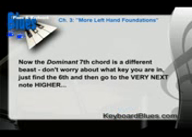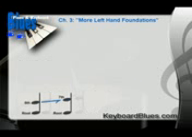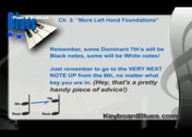Now, the dominant seventh chord is a different beast. Don't worry about what key you're in. Just find the sixth and then go to the very next note higher. Remember, some dominant sevenths will be black notes, and some will be white notes. Just remember to go to the very next note up from the sixth, no matter what key you're in.